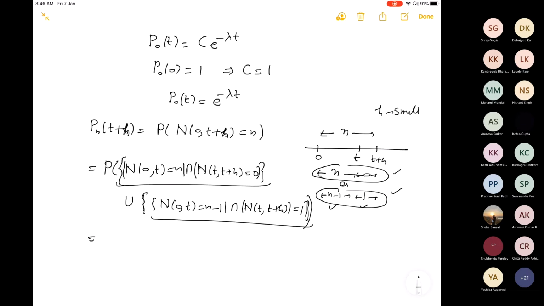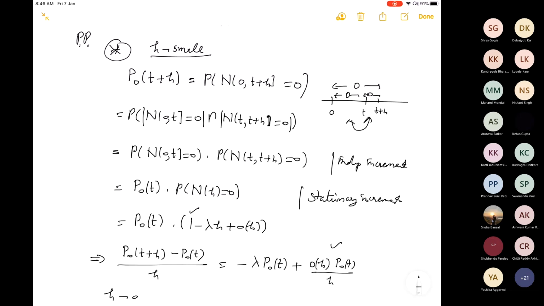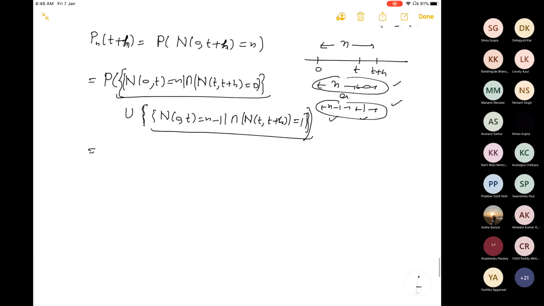And again, using the same concept, stationary and independent increments, we will get Pn t into P naught h, this value, plus this value, using stationary and independent increments, Pn minus 1 t, P1 h. So therefore we will get, is it all right with everybody?